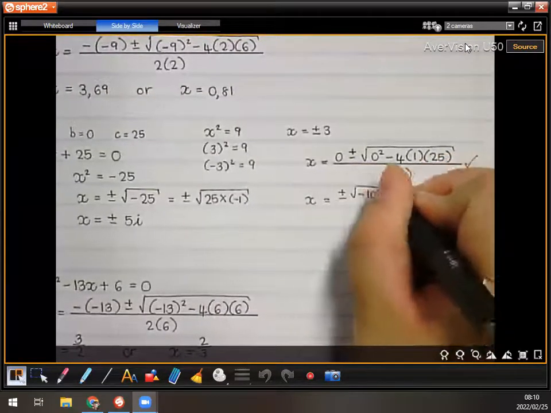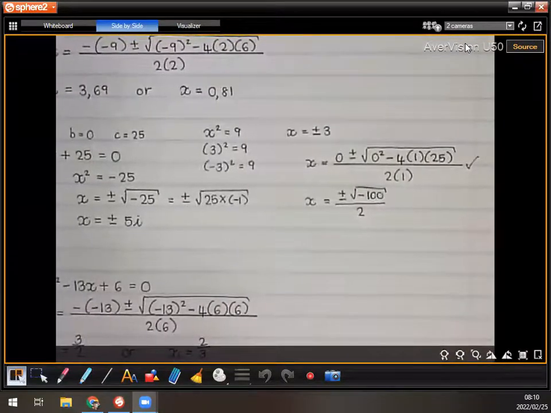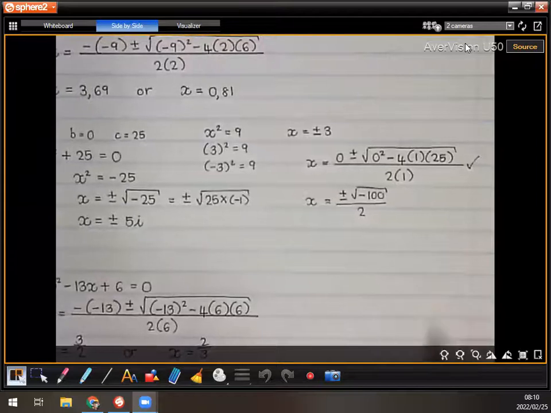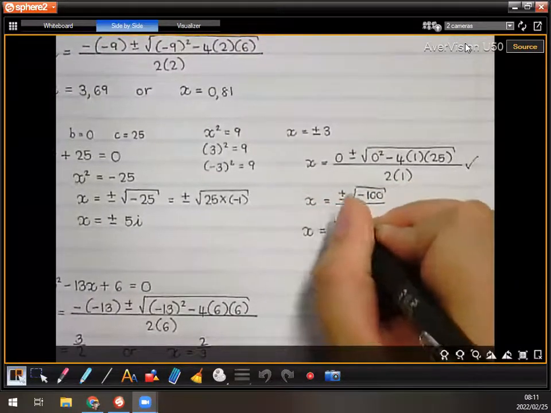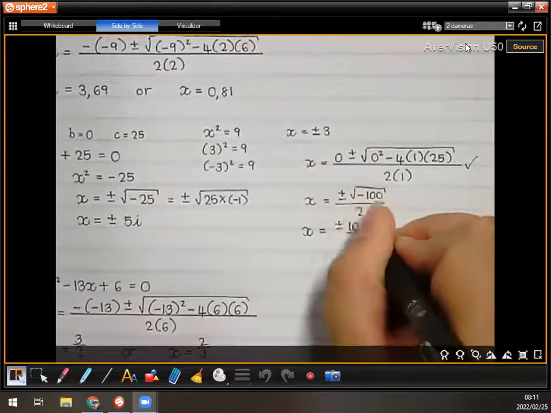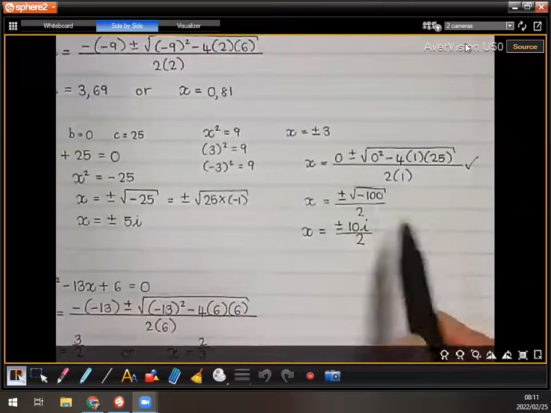Negative 100 over 2. Okay, does 100 have a square root? Yes, it's 10. So you can say here that x is plus or minus 10i over 2. Sorry, that line is to be. All right, so you can do it like that, right?